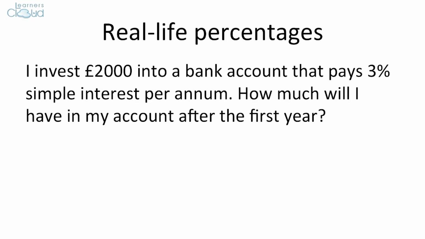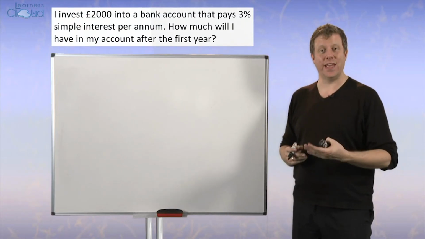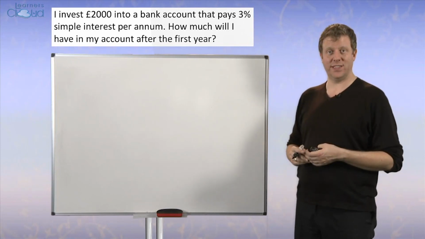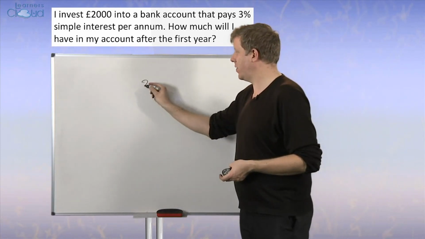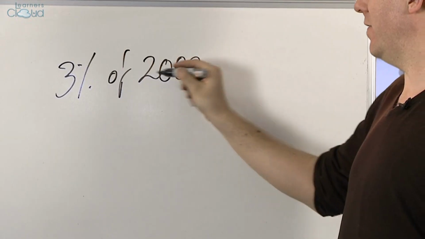Okay, so now we've looked at VAT, let's have a look at an example of where a bank gives us interest on the money we save with them. So in this question, it says I invest £2,000 into a bank account that pays simple interest of 3% per annum. How much will I have in my account at the end of the first year? So as we said, the banks pay the interest at the end of each year, and they're paying me 3% on what I've invested. So I need to work out 3% of the £2,000 that I've invested.